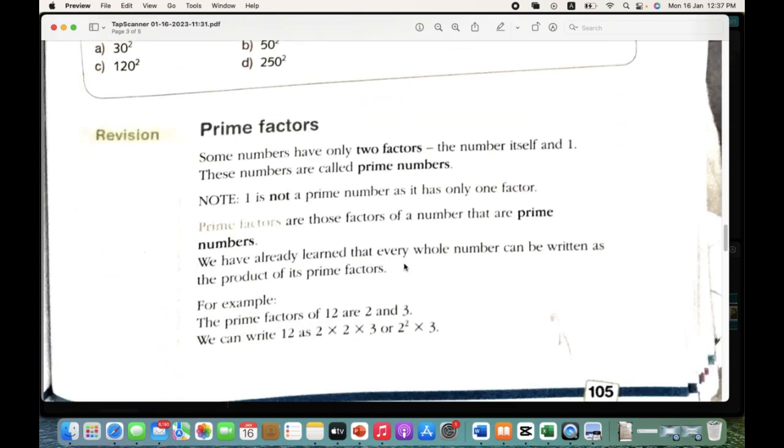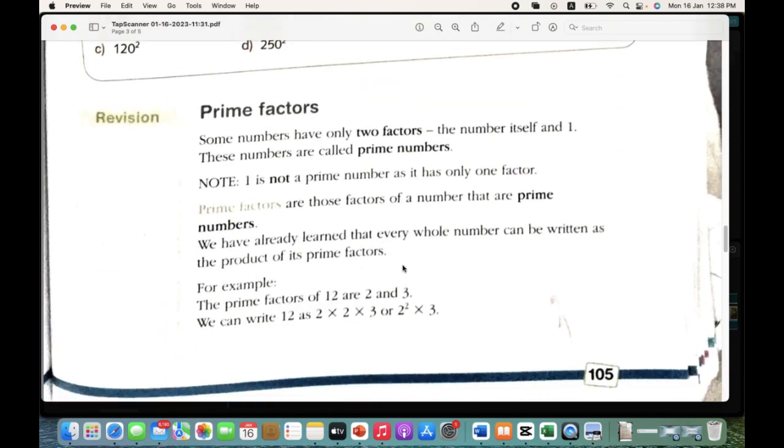Now let's go to prime numbers. It's unfortunate the board just developed a little problem. Anyway, not to worry, I will just explain from here.